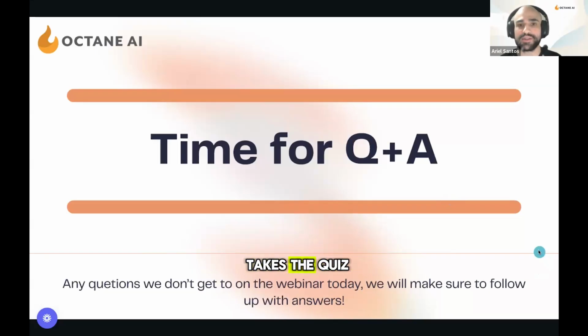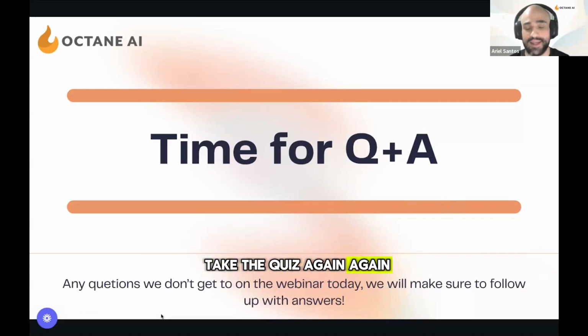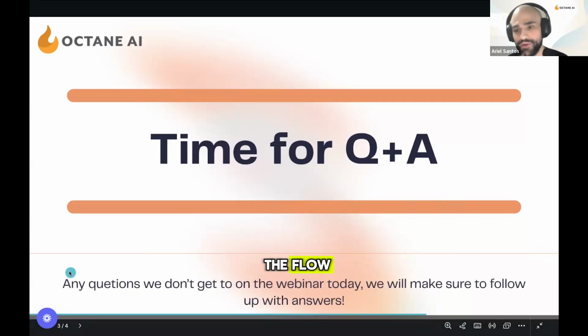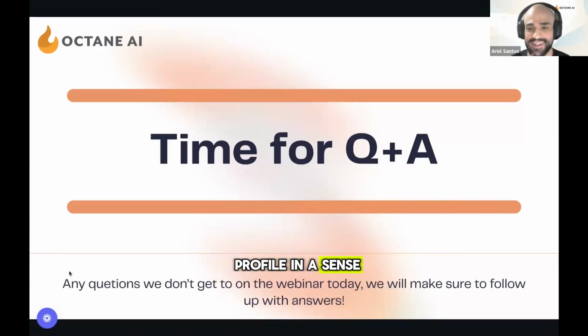When someone takes the quiz, when the quiz completed event is fired, the person can enter the flow many times. So for instance, let's say I submitted the quiz today with dry skin, and next week I submitted the quiz again with oily skin. I'm going to get a different set of emails, because when I take the quiz again, I'm going to rejoin the flow. So it's kind of like I'm renewing my profile, in a sense.